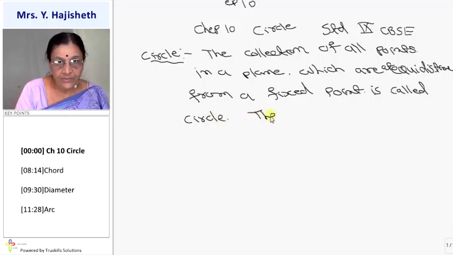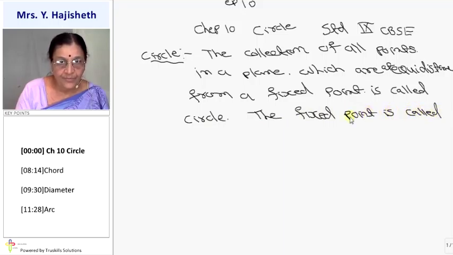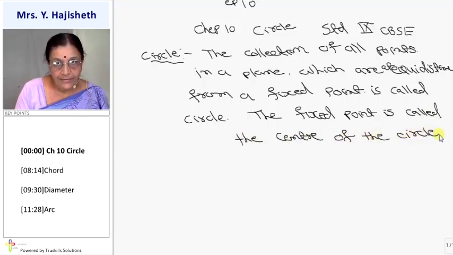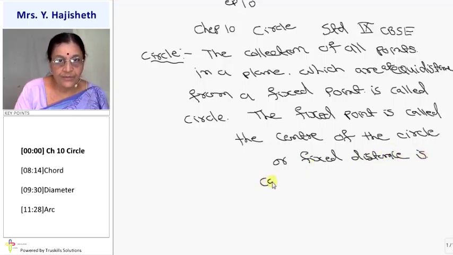The fixed point is called the center of the circle, and that constant or fixed distance from the fixed point is called the radius of the circle.